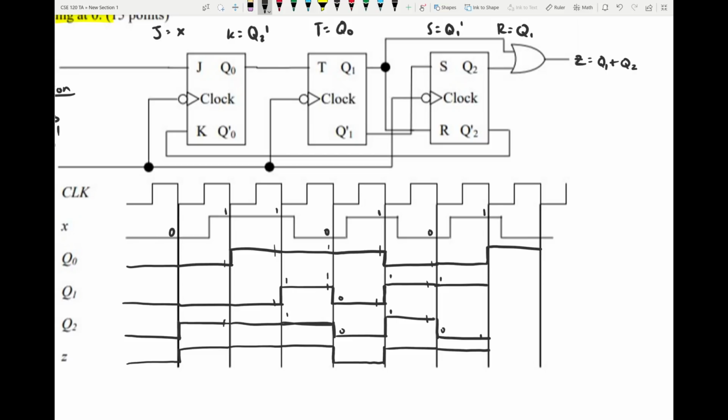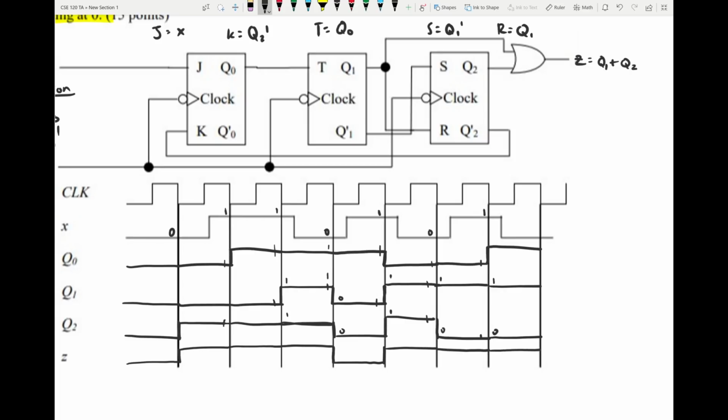Okay, now our toggle flip-flop being based on Q0. If Q0 was a 0 right before the clock cycle, that means that Q1 is not going to toggle and it's going to stay the same. Q2 being based on Q1. If Q1 right before the clock cycle was a 1, that means we're still going to stay at a 0 because we have a 1 going into the reset. Now at this point in time, Q2 is a 0, but Q1 is a 1, which is enough to, again, keep Z at a 1 as well.